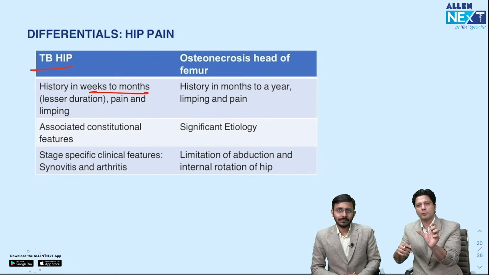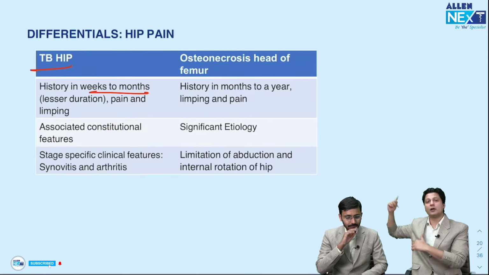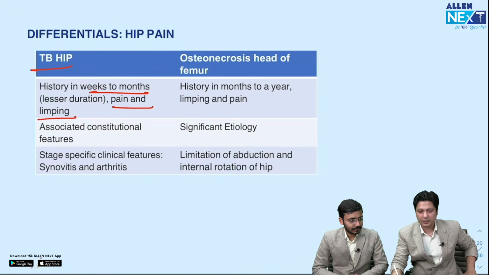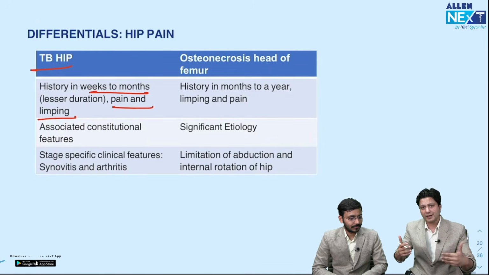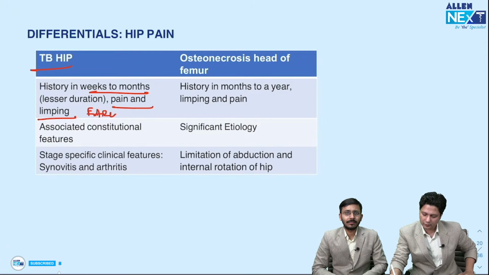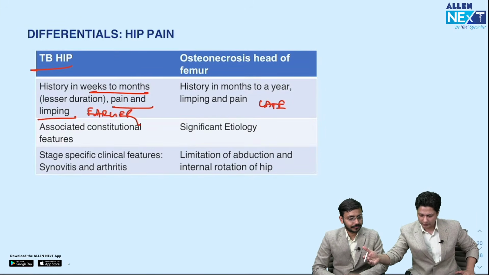So the history is going to be provided in weeks to months, like 2 months, 3 months. But in case of AVN, it's going to be a long history, like 9 months, 1 year. Pain and limping is going to be the same in case of both of them, but there will be more pain and more limping earlier in the course of disease. It will be earlier in the course of disease in case of tuberculosis, while it will be relatively late and progressive in case of osteonecrosis head of the femur.